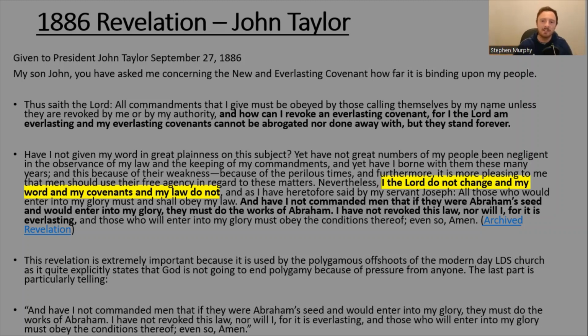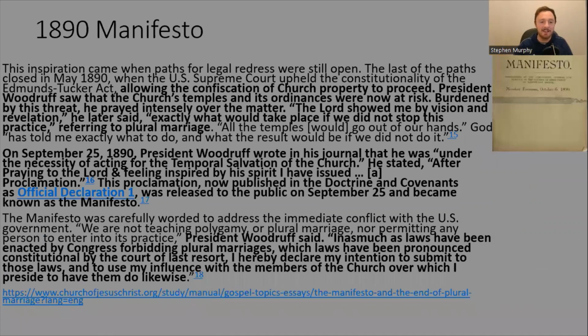But 4 years later, the manifesto does happen, and you might see some connections with the 2015 policy banning the children of gay parents from being baptized in the church, which was considered a policy and a revelation. And then 4 years later, the policy was overturned, and the children of gay parents were allowed to be baptized. A lot of critics would see that as, oh, did God just change his mind? Why would God bring out this policy and 4 years later change it? And it's very similar to what happens with the manifesto.